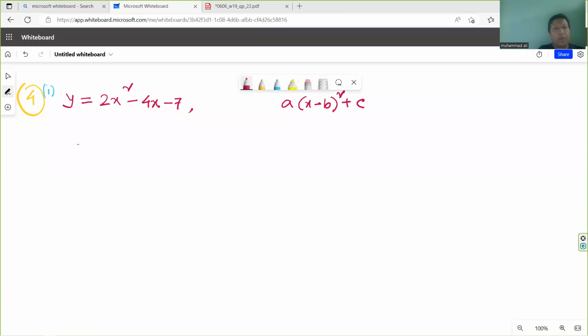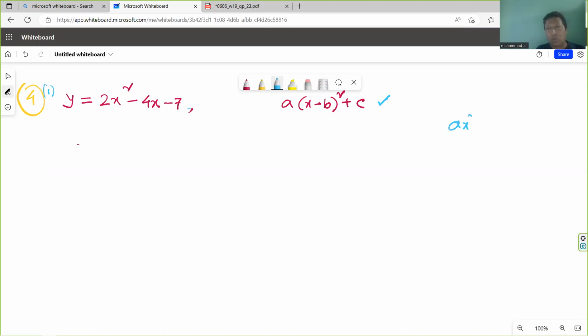Now y equals 2x² − 4x − 7. This is our function. We have to convert this function into this form. Definitely we have to use the completing square method. Before starting, I will show you how you can use the completing square method.